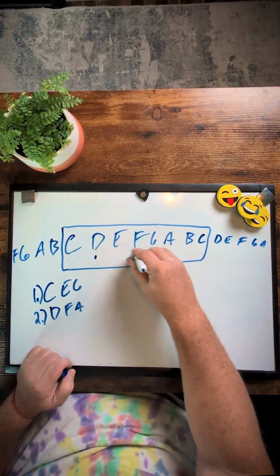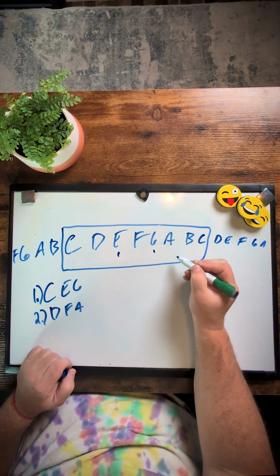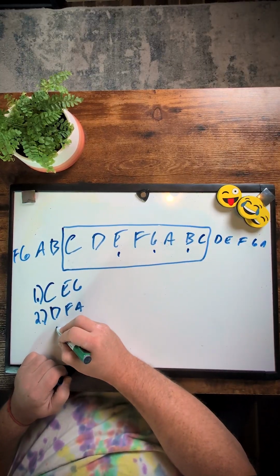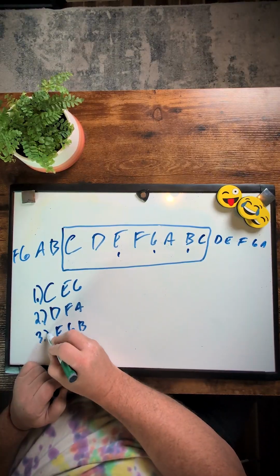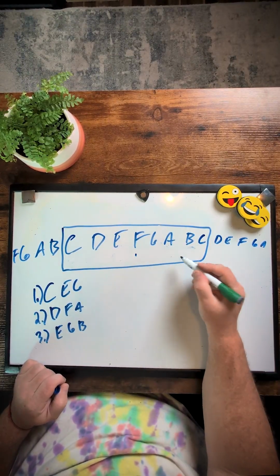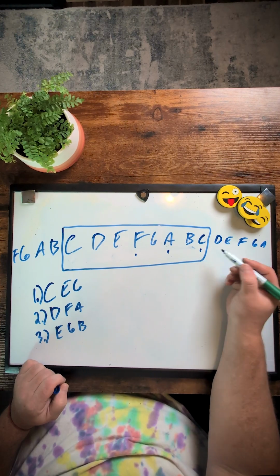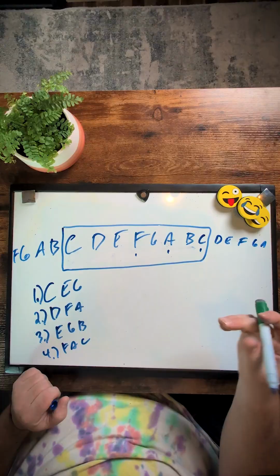All right, number 3 would be this one. We're going to start on E. So you go E, skip the F, take the G, skip the A, take the B. That would be E, G, B. Now we're not identifying these right now, and that's on purpose because we'll do that later on in just a moment. So that's that one. Next one will be F. F, skip the G, take the A, skip the B, take the C. That's F, A, C. That would be the 4th one.